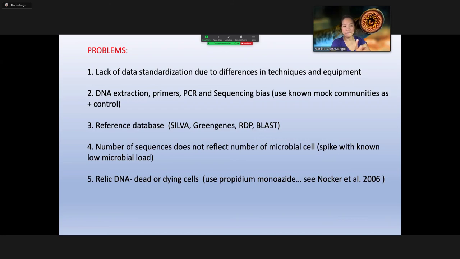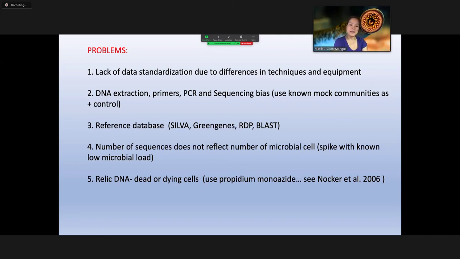Especially if you are looking for bacteria or a community of bacteria or archaea that are in very low amounts and you want to know their numbers. It's also helpful for the dominant ones because you actually know how many cells are equivalent to those sequences.